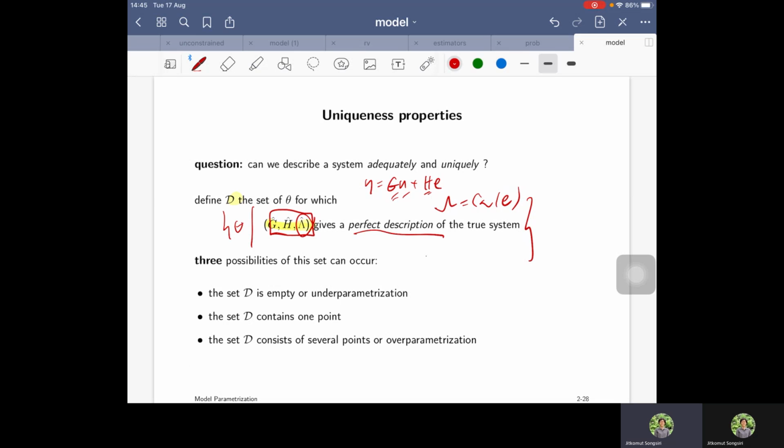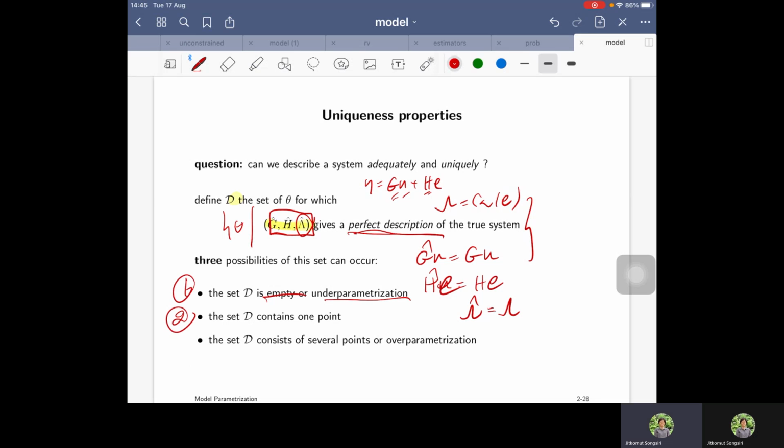Mathematically, it means that Ĝ(θ) equals G(θ), Ĥ(θ) equals H(θ), and then λ̂ equals λ. This is what we mean by a perfect description. So there are only 3 possibilities when we define this set. The set is empty. We cannot find a single parameter that satisfies this system-matching description, which means you under-parameterize the set. The model class is just too simple to describe the true system.